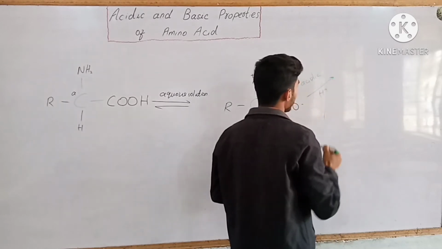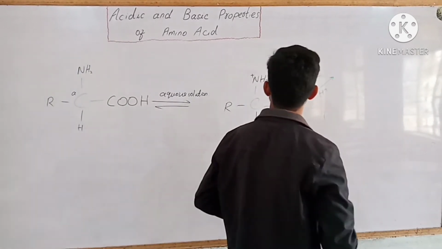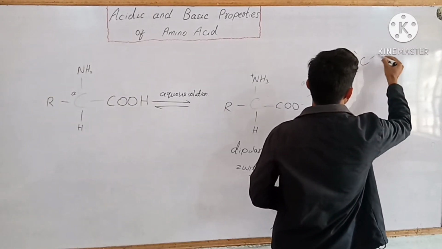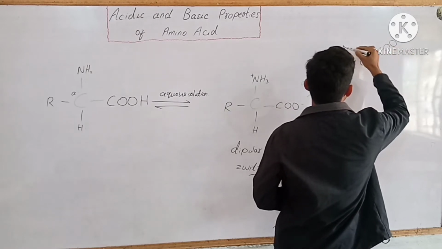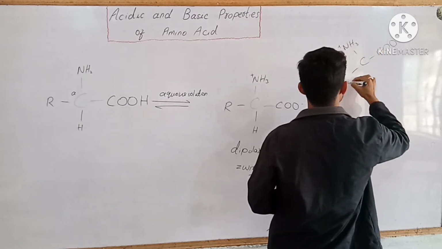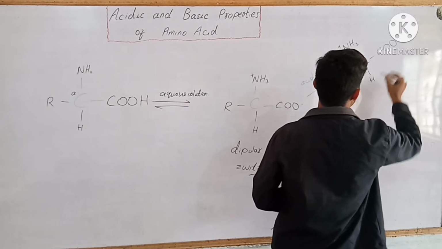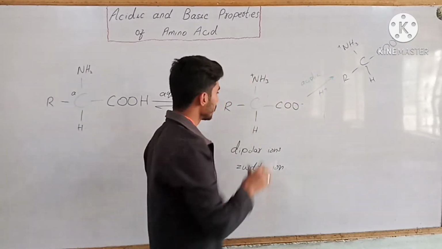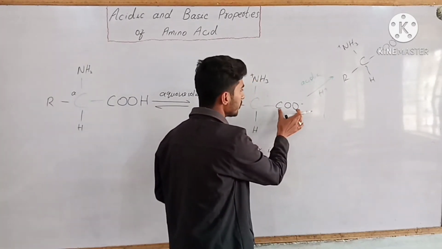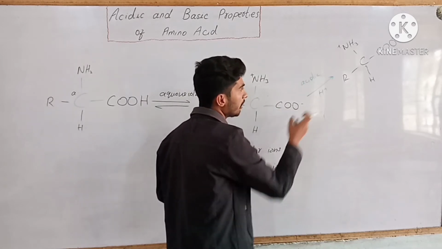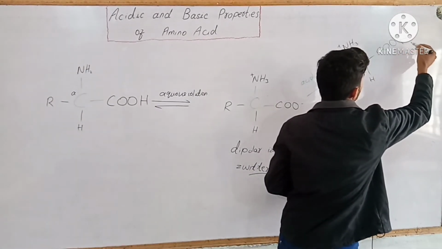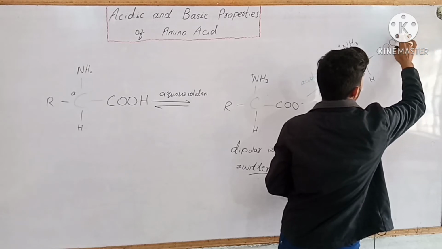If we put this amino acid in acidic solution, H plus, then the alpha carbon with C double bond O, NH3 plus, and H. If we put this amino acid in an acidic solution, then this carboxylate ion will accept the proton of the acid.